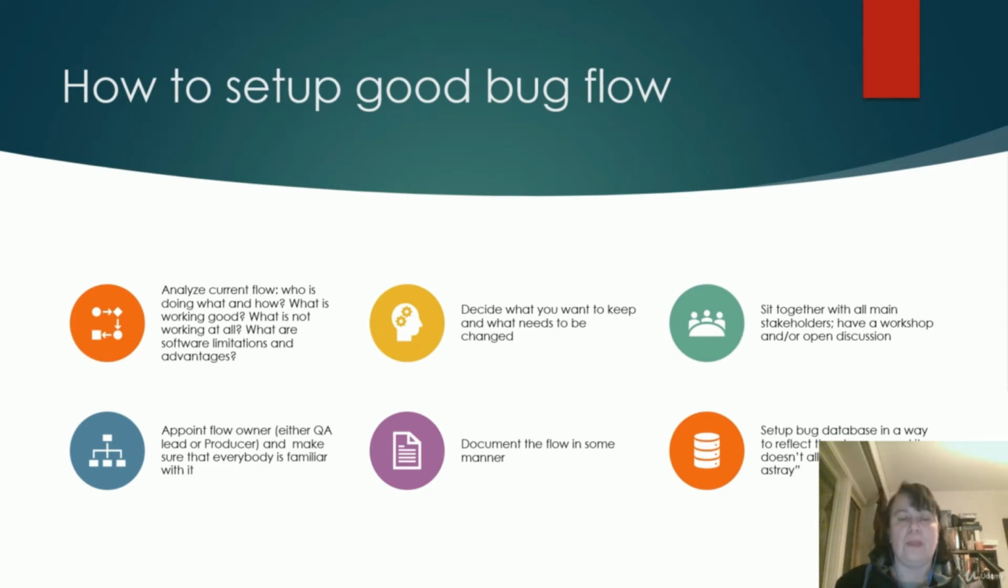bug flow. First, analyze what you already have. Look at what's happening at the moment with your team, unless you're starting from scratch with a brand new team just being built. Who is doing what? How are they doing it? Is it working? Is it working well? What isn't working at all? Are there any limitations of the software that you're using? Any limitations with the tools that you're using?